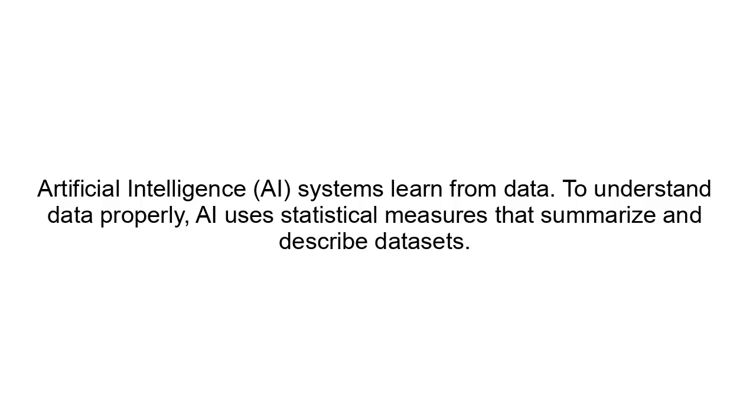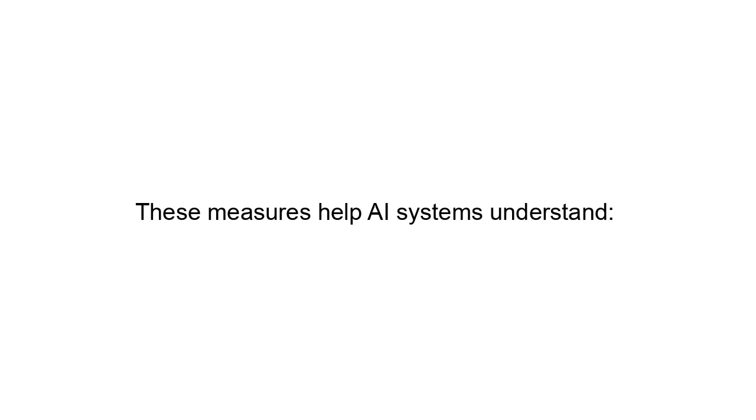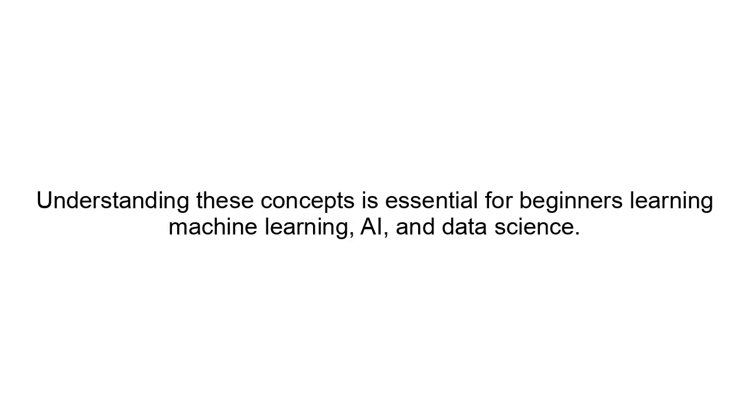To understand data properly, AI uses statistical measures that summarize and describe datasets. Three of the most important statistical concepts used in AI and data science are mean, median, and variance. These measures help AI systems understand the central value of data, how data values are distributed, and how much the data varies. Understanding these concepts is essential for beginners learning machine learning, AI, and data science.